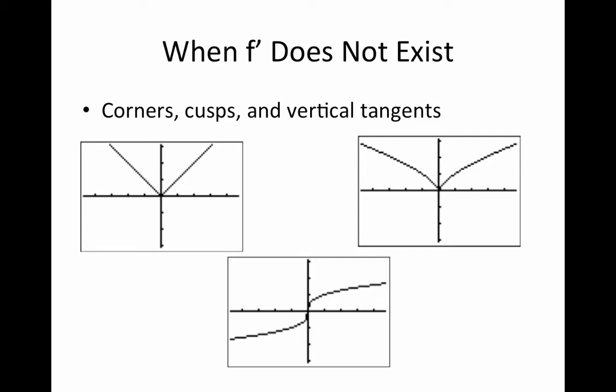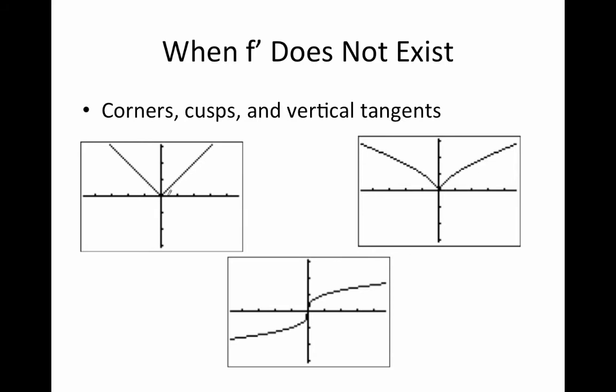And let's explain why. So in the first picture, we have a corner. What we mean by that is, as you get closer and closer to 0 from the left side, notice how your tangent lines from this side are negative, because this graph is decreasing towards 0.